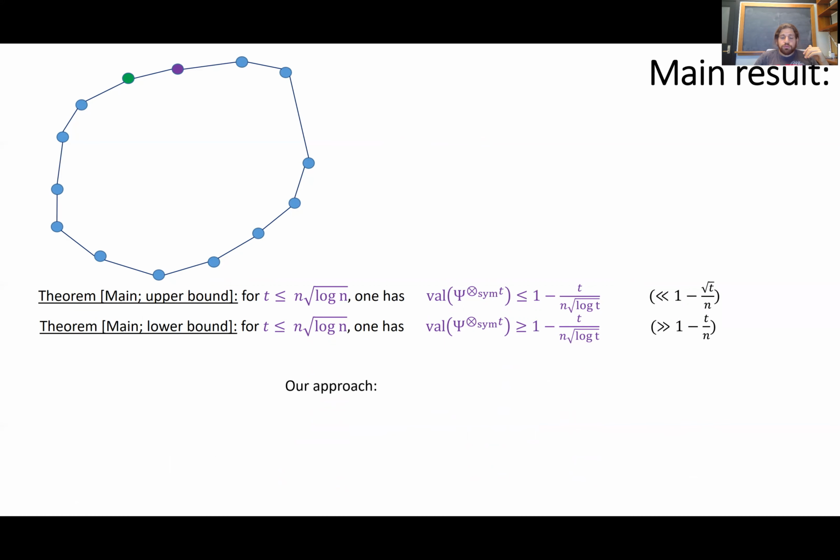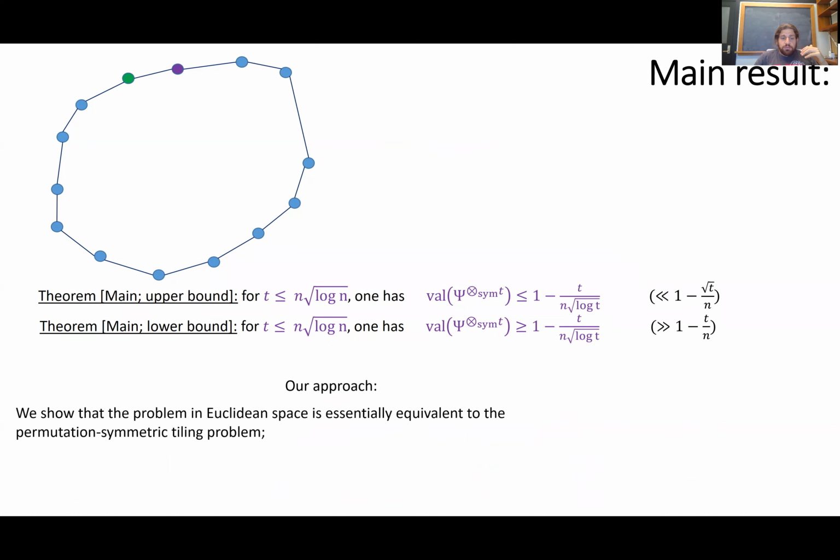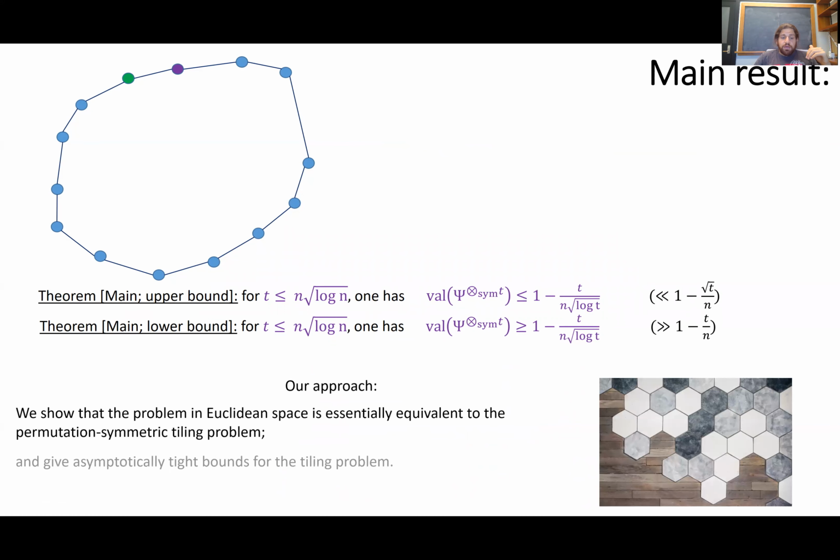So how do we prove these theorems? Well, as before, we move to a cleaner space. We consider a continuous version of this problem, which turns out to be the tiling problem for permutation-symmetric bodies. And we give asymptotically tight bounds for this problem. And then we show that you can discretize this proof and make it go through even in the odd cycle world in order to prove these two results.